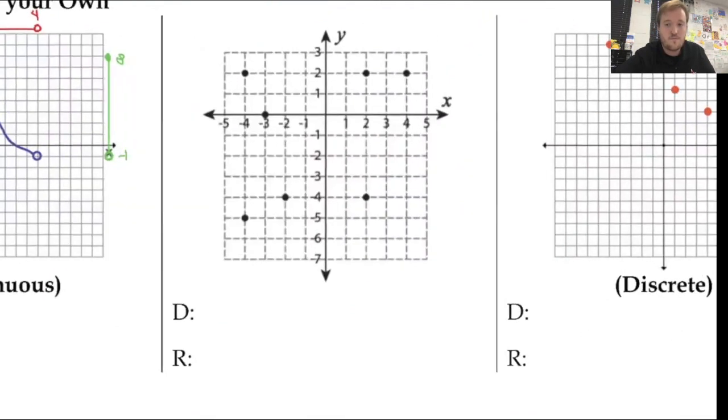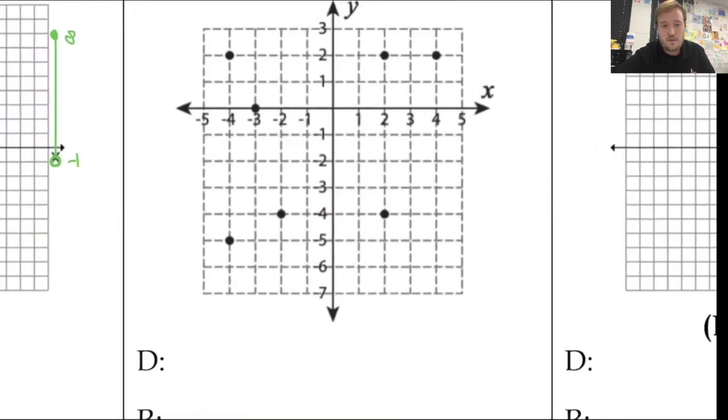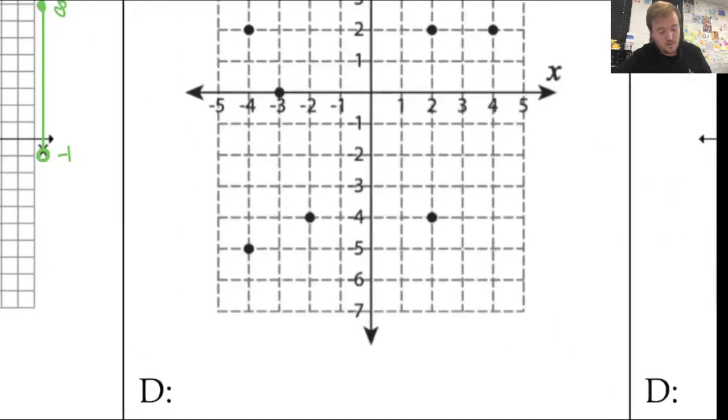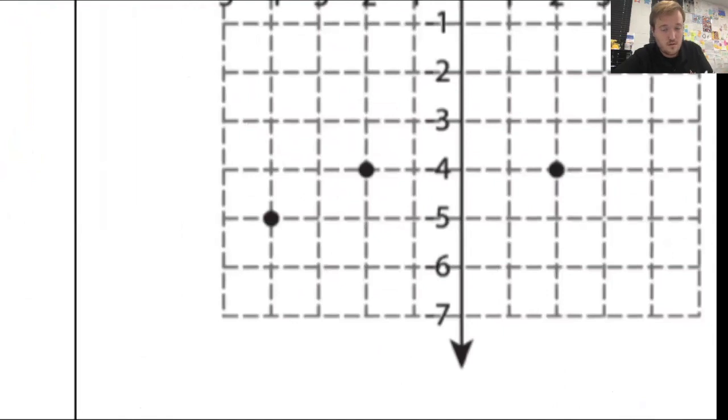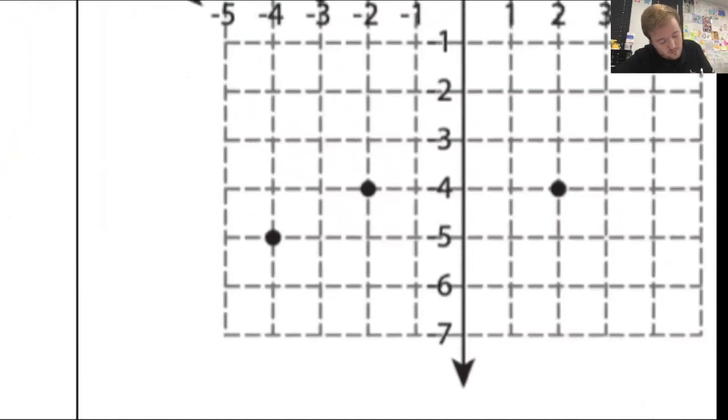All right, so now if you look at this next one, we have a set of points. That set of points is going to tell you this is discrete. So because it's discrete, now we have to use curly brackets. Okay, so I'm going to take a second and actually go through and label all these points. So this is -4, -5.